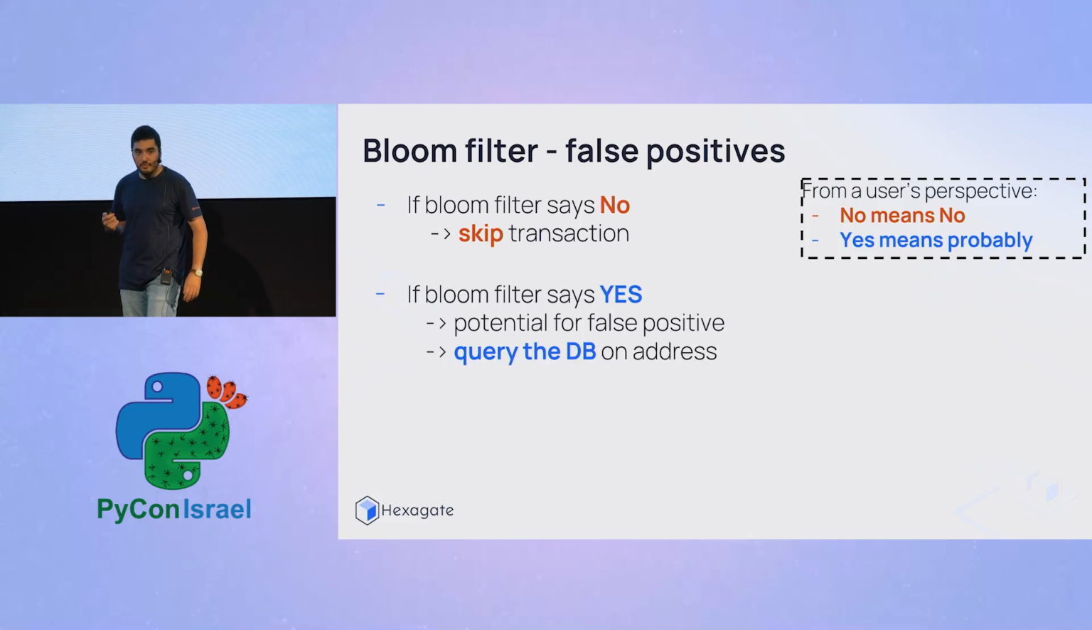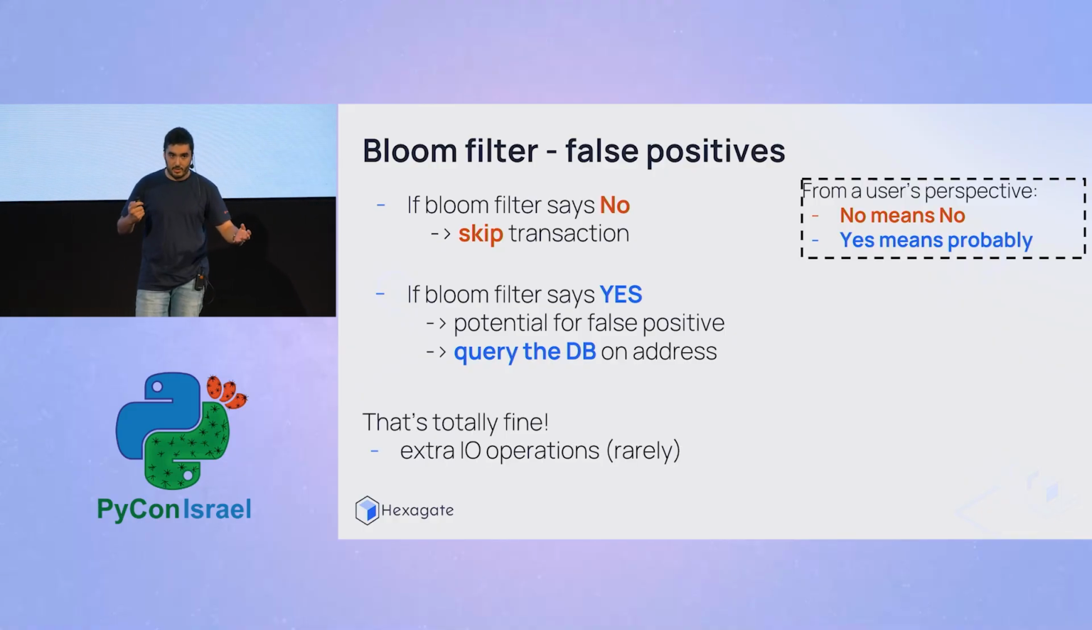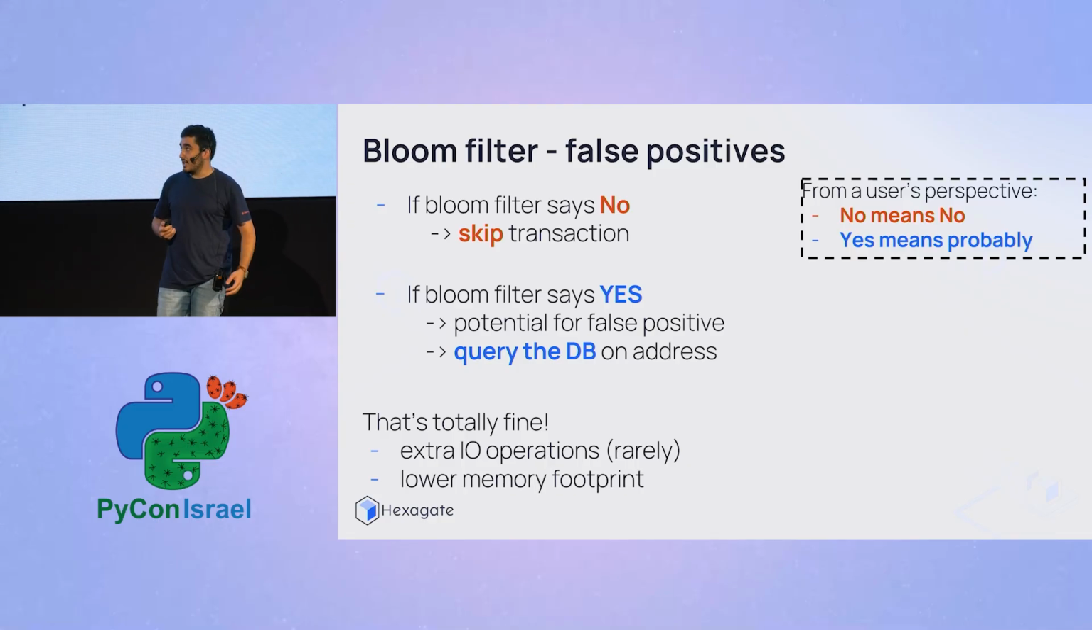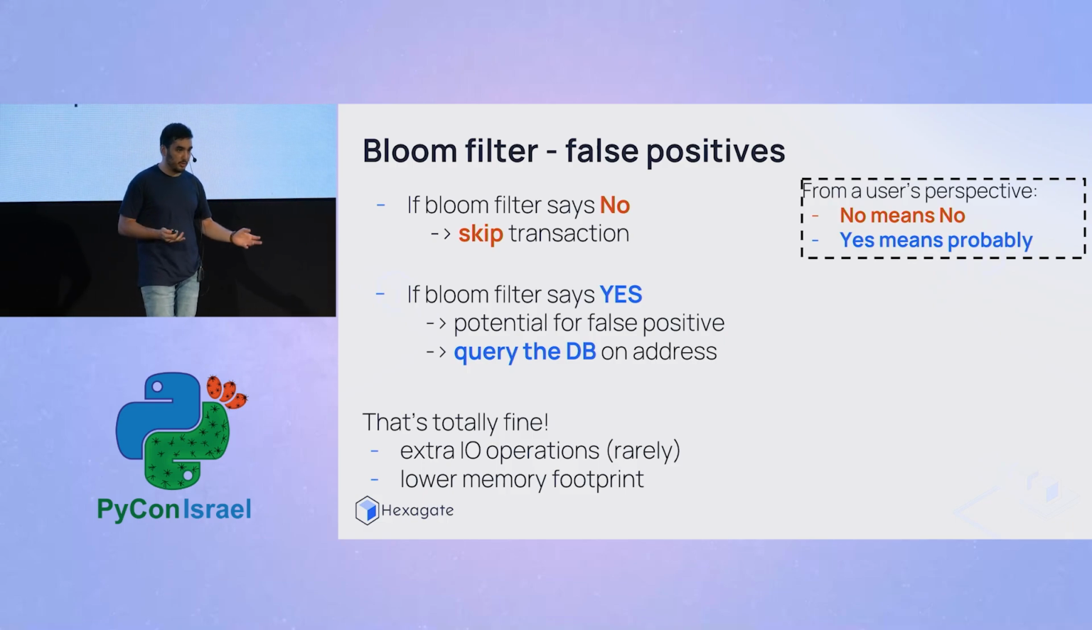But if the Bloom filter says yes, the address is monitored, then we have to make an extra check inside the database, an extra I/O operation, to make sure we do monitor this address inside the transaction. That's totally fine by me, right? Because it basically means that sometimes, I guess rarely, I make an extra I/O operation, an extra check with a database, but I get a very low memory footprint, which we'll explore in a second.